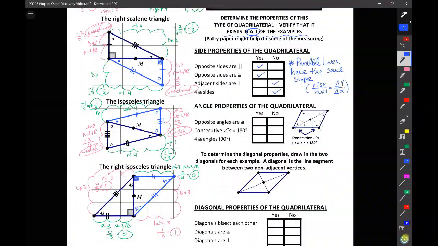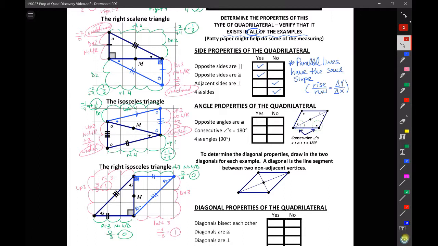So hopefully you answered that yes, opposite sides are parallel in all of the examples. Opposite sides are congruent, yes, in all of the examples. Adjacent sides are perpendicular, no, that doesn't exist in any of the examples, and none of the examples that we looked at over there are all 4 sides congruent. So hopefully this is what you came up with for your answer for the question and your check boxes on your paper.